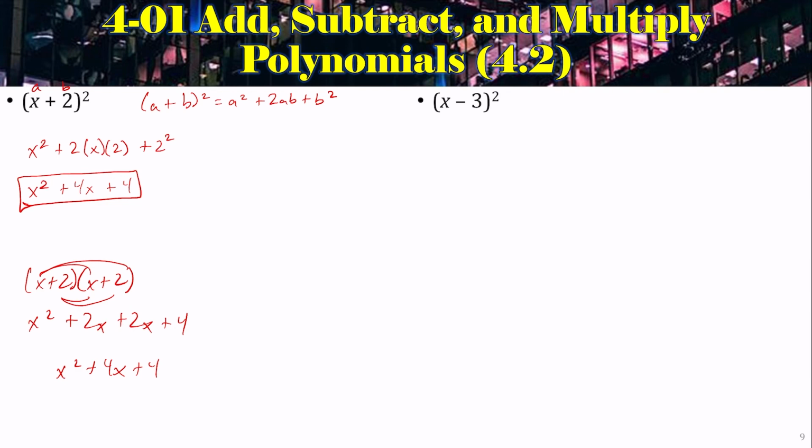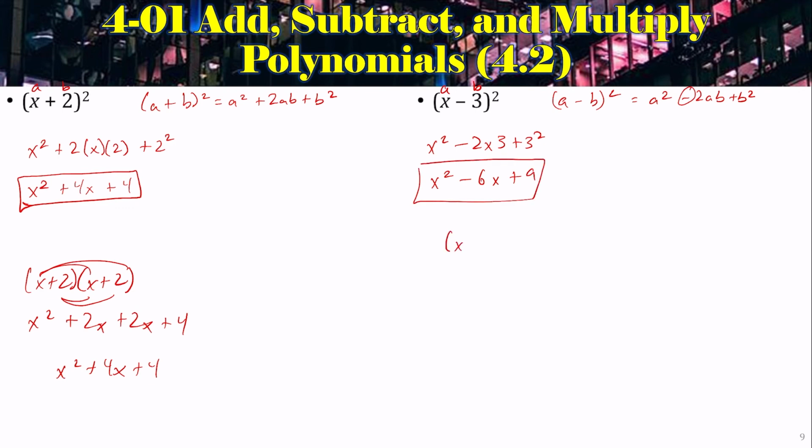Let's try x minus 3 squared. All right, when it was a minus, the shortcut had a minus in the middle, but just right there. In this case, a is x, b is 3. So it'll be x squared minus 2x times 3 plus 3 squared, or x squared minus 6x plus 9. Or you could do x minus 3 times x minus 3 and get the same answer.